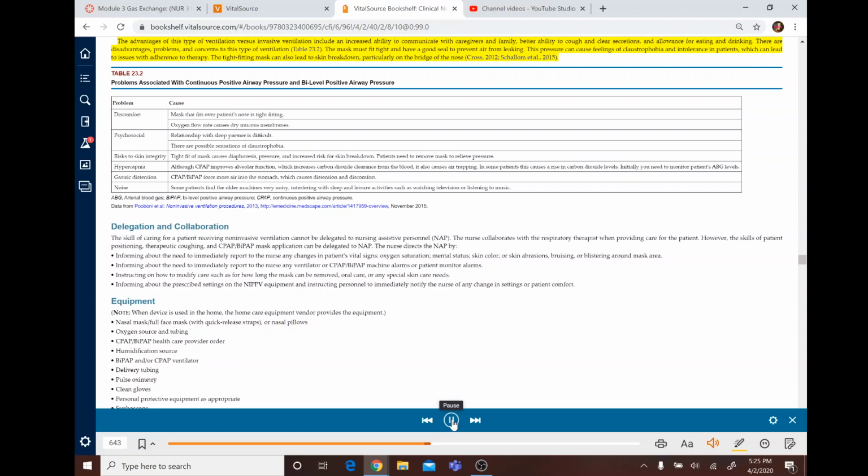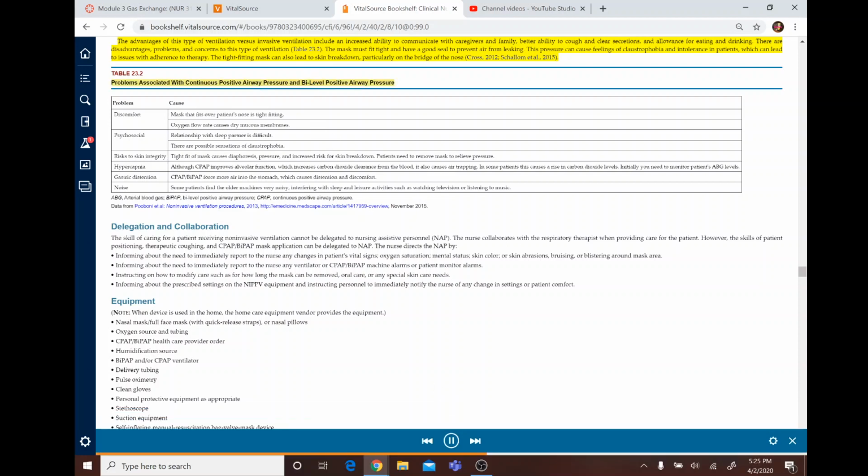There are disadvantages, problems, and concerns to this type of ventilation. Table 23.2. The mask must fit tight and have a good seal to prevent air from leaking. This pressure can cause feelings of claustrophobia and intolerance in patients, which can lead to issues with adherence to therapy. The tight-fitting mask can also lead to skin breakdown, particularly on the bridge of the nose. Cross, 2012, Shalom et al., 2015.